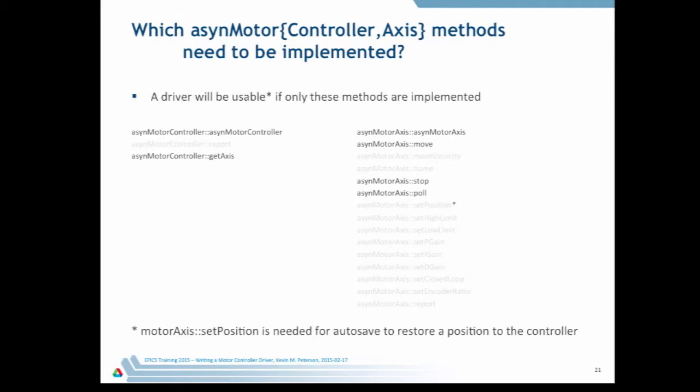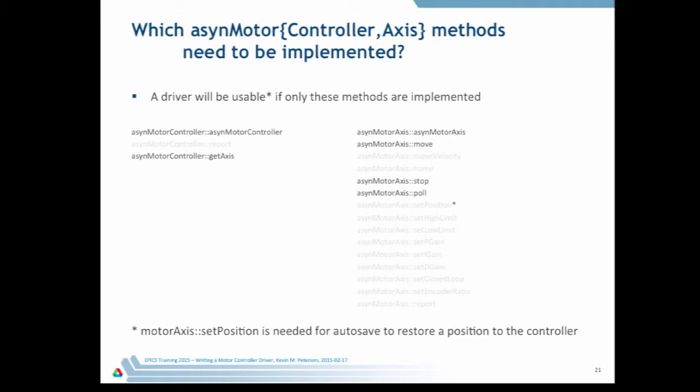Okay, I would argue that your driver will be usable. You don't even need to implement everything that I've implemented in the virtual motor controller driver if you implement only these methods. And there's an asterisk next to set position, because if you fail to implement set position, autosave will not restore your position. So you could say that that's a necessary feature, but your motor will move and stop and tell you where it is if you only implement these.